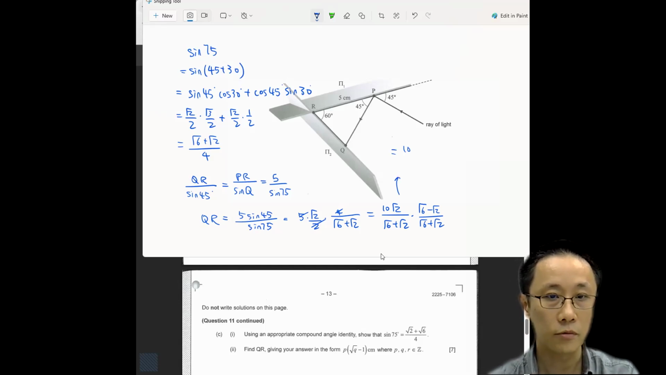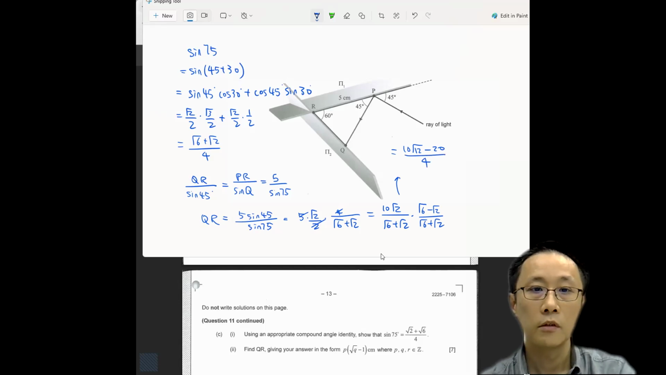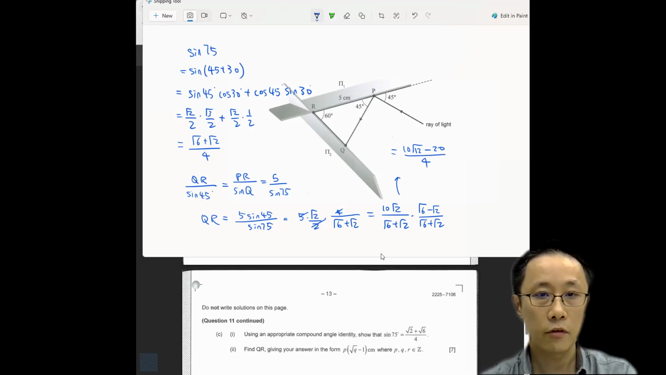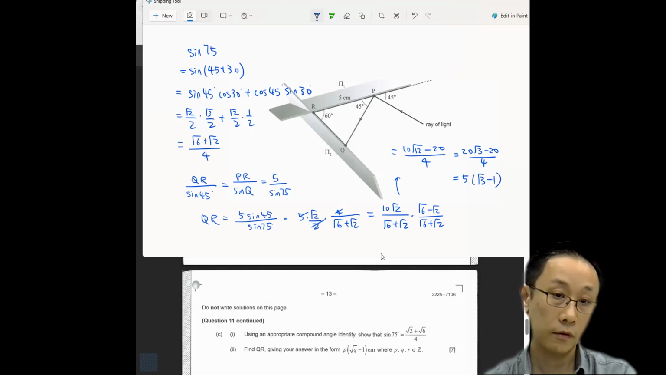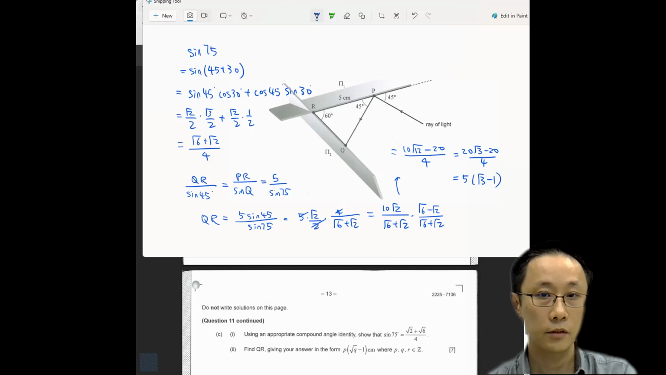The top becomes 10 root 12 minus 20. The bottom becomes a 4. Root 12 itself is 2 root 3, so we have 20 root 3 minus 20 all over 4. And you can factorize out a 5. So that should be the correct answer, I hope.